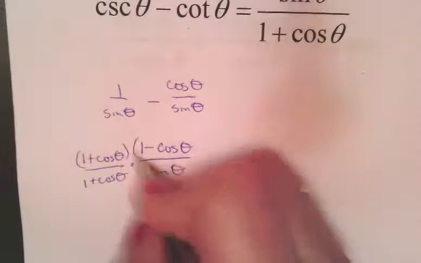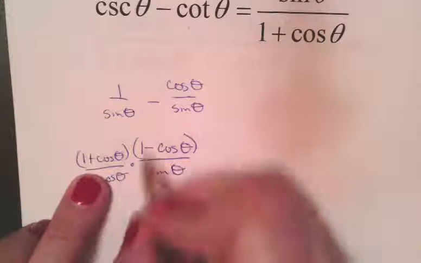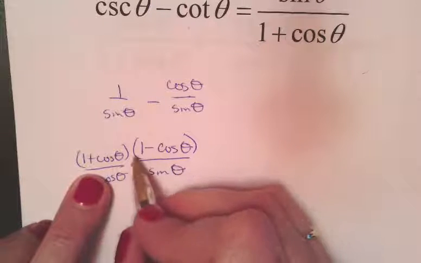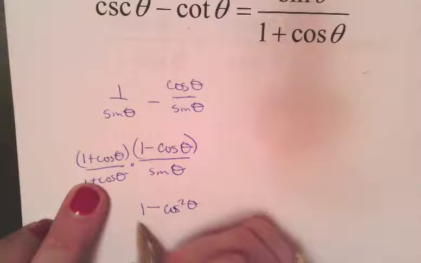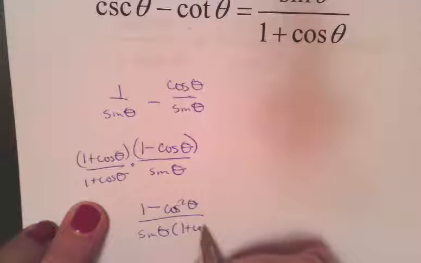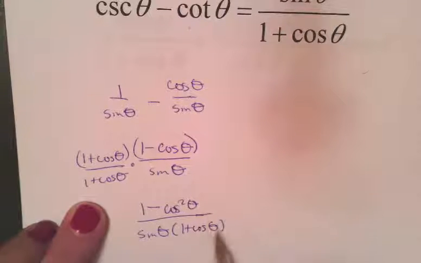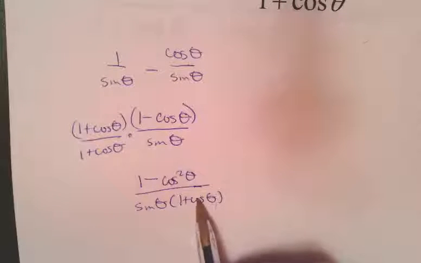So in the numerator, we have to distribute. We're going to get 1. They're conjugates of each other, so the middle term will drop out. 1 minus cosine squared. In the denominator, I have sine of theta and 1 plus cosine theta. I'm not going to distribute that one because remember, eventually I want to get this 1 plus cosine.